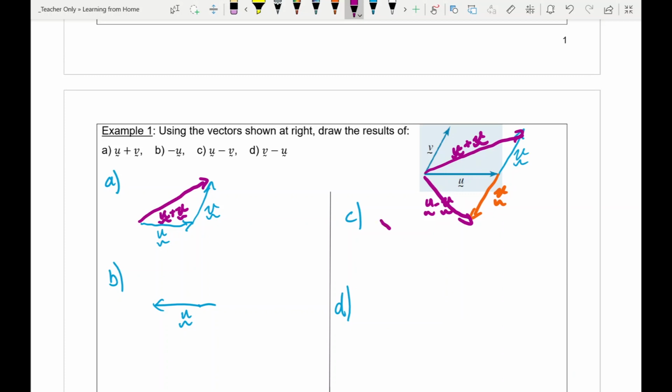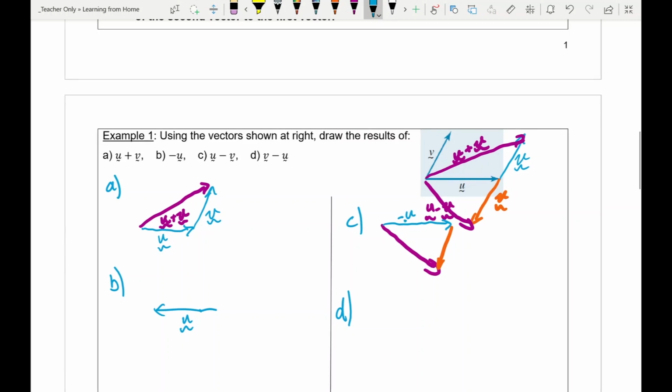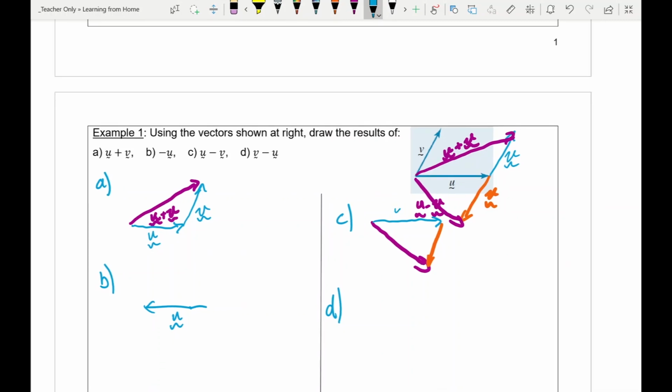So it's coming down, and we can draw in our other vectors. It's getting really hard to draw these arrows. Let's try that again. So that's positive u. And that is negative v. So this is u take v.